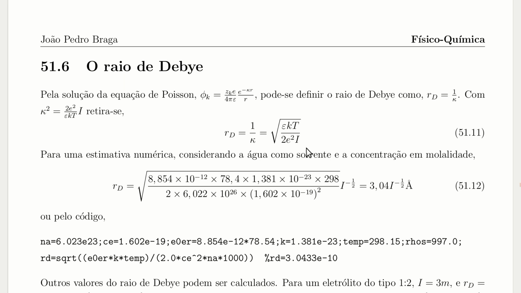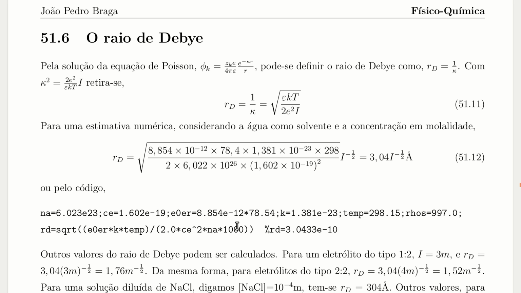Let's put some numbers then to see how this quantity is in solution. Debye radius equals to that. I put some numbers, and you get 3.04 times the ionic strength to the minus half, this quantity in angstrom. If you want, you can use the Octave code, which is very simple, and you need only to put here the ionic strength that we have calculated and estimated before.